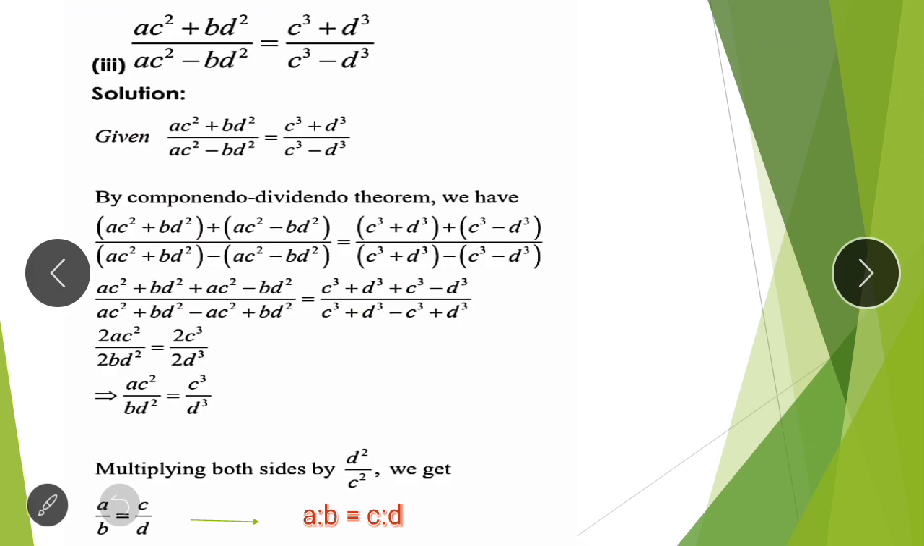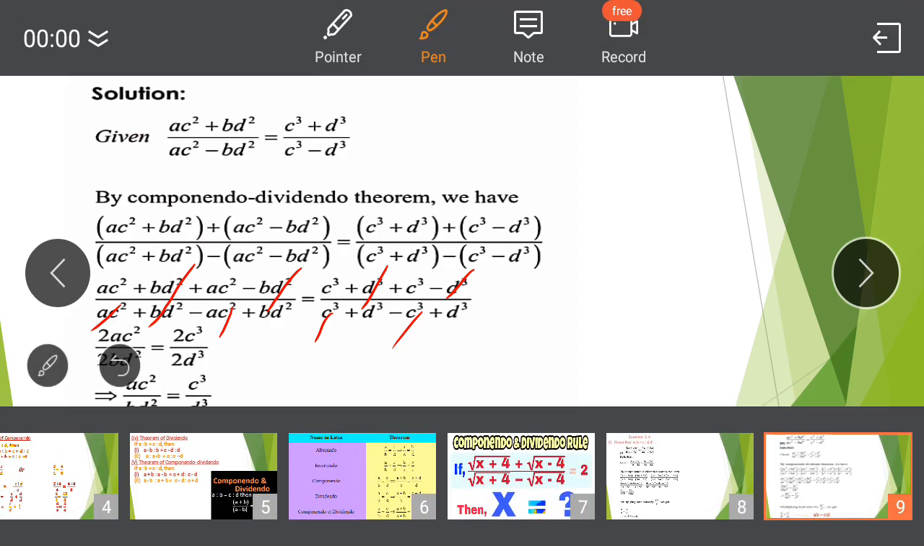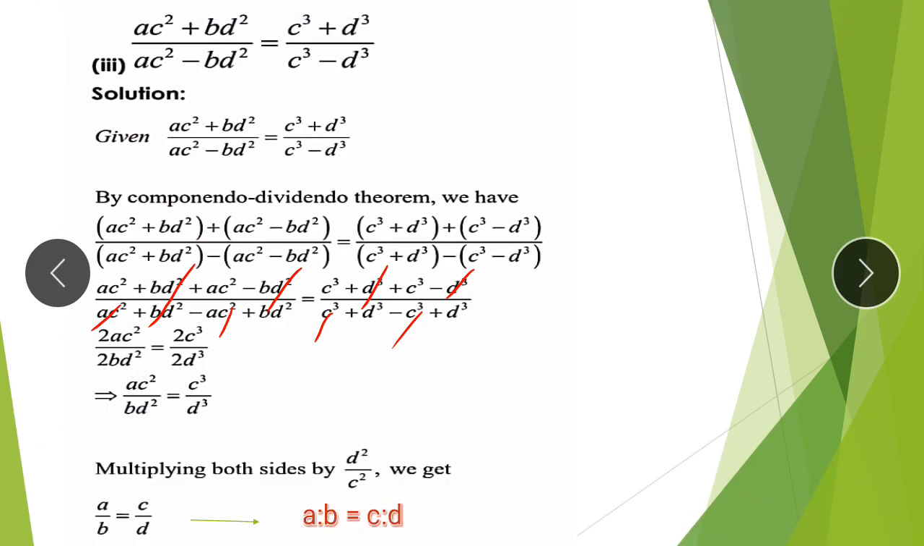So here we can see that BD and BD will get cancelled. Here AC with AC will get cancelled. Here D and D will get cancelled, and here C with C will get cancelled. So as a result we have AC square plus AC square. How many AC square? 2AC square. Okay, BD square and BD square. How many BD square? We have 2 BD square by addition.